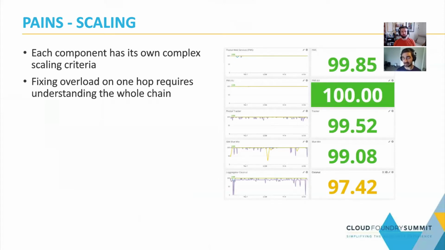scaling this whole system. So each one of these hops, as logs and metrics travel through, has their own complex scaling criteria. There are metrics that need to be understood. There are best practices in terms of VM sizing that need to be understood. And understanding a final symptom of logs aren't coming out, metrics aren't coming out, my developers are unhappy, my stakeholders are unhappy, requires understanding this whole chain and making sure that each part of it is healthy.